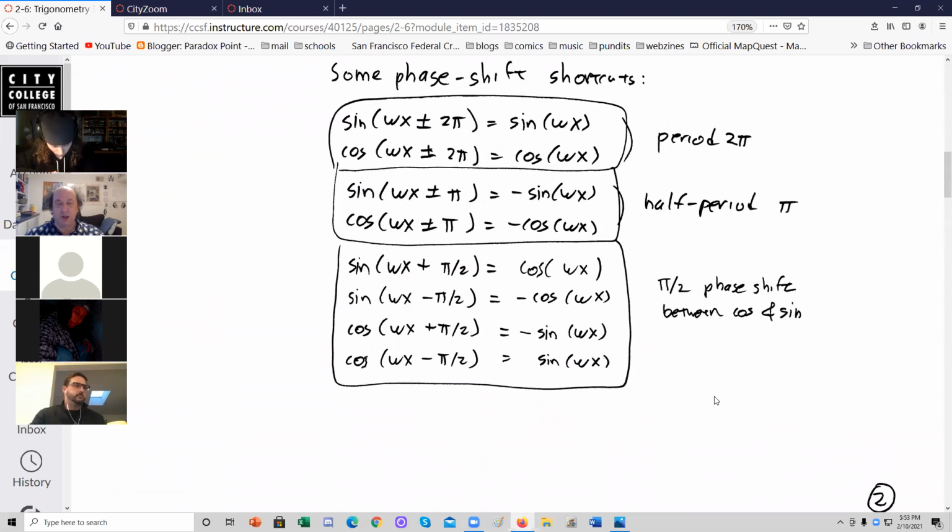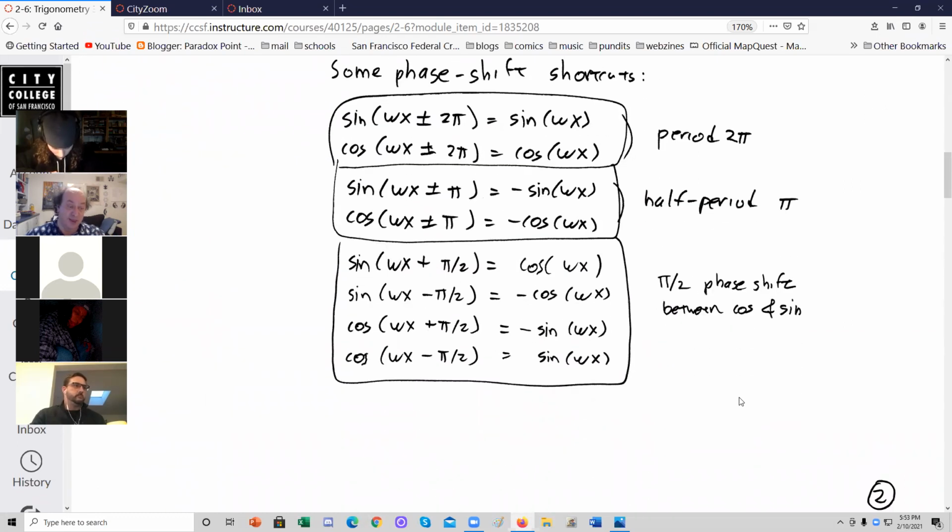Now, there are some shortcuts, which in fact I use on this, and you may too. If we have sine of omega x plus or minus 2 pi, or cosine of omega x plus or minus 2 pi, that just gets it back to where you were. That's period 2 pi. If you had a phase shift of pi, sine of omega x plus or minus pi, well, this plus pi in here turns a sine to a minus sine, a cosine to a minus cosine. I call that the half period of pi.